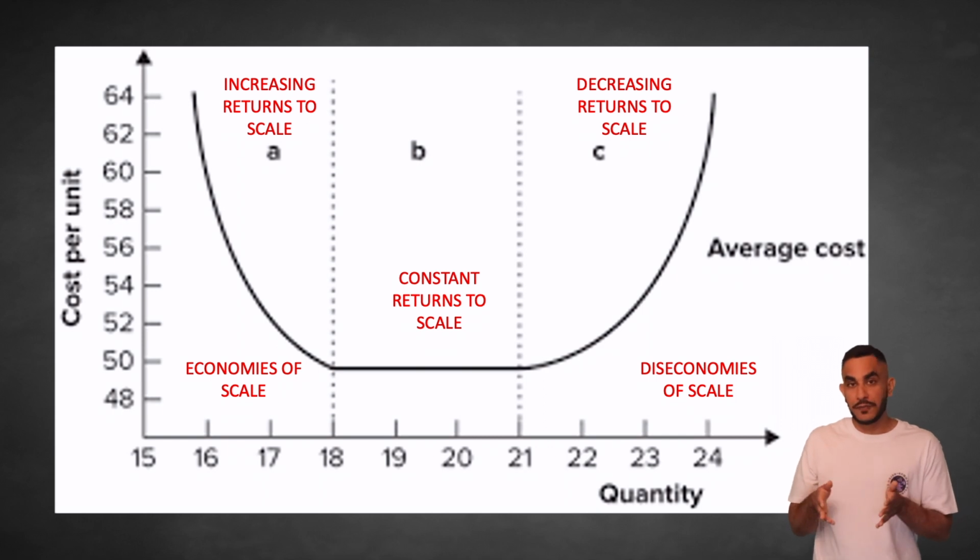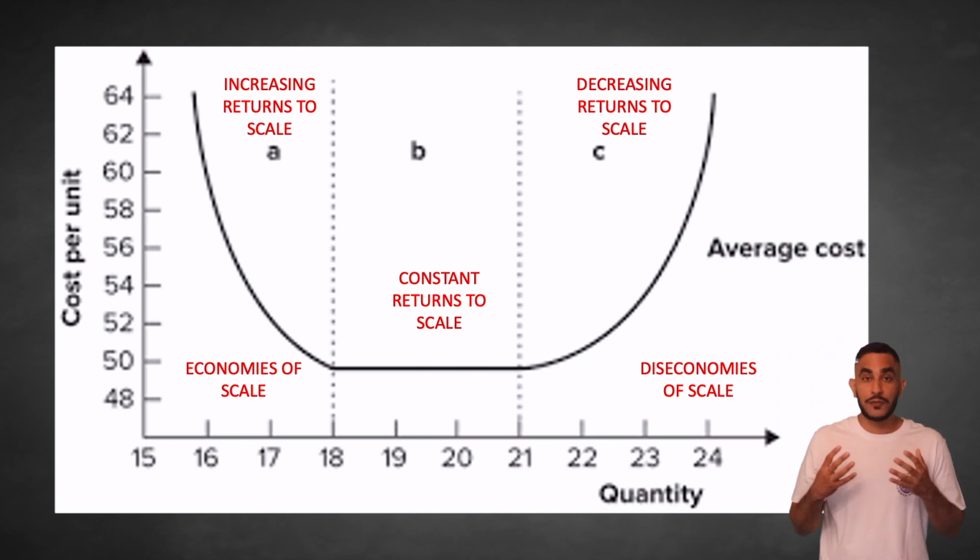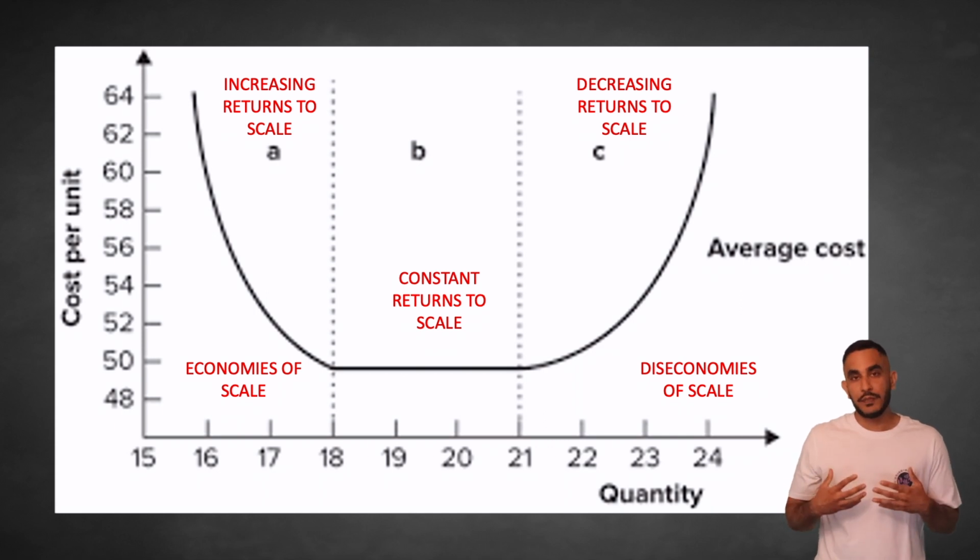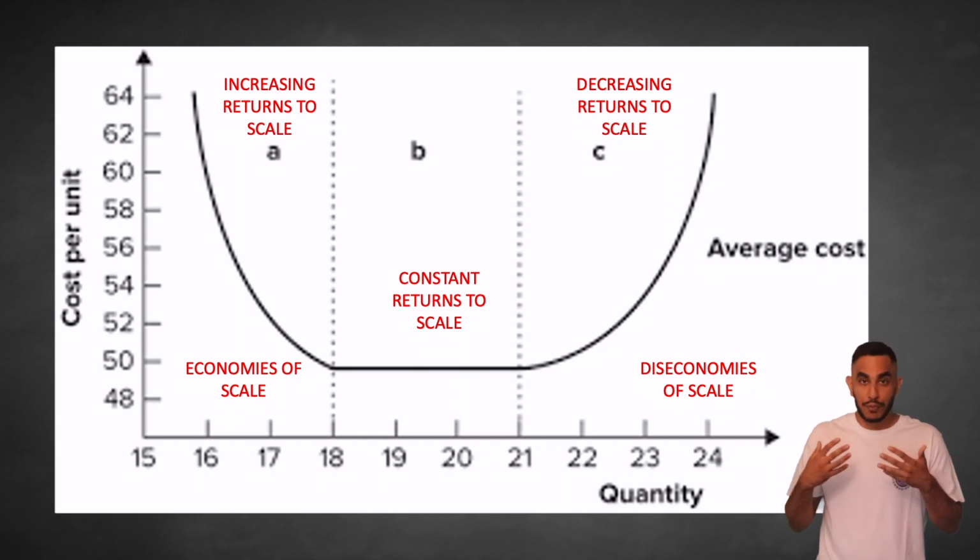In section B of this long run average cost curve, the firm is experiencing constant returns to scale, as the long run average cost of production is constant when the firm increases its output. In section C of this long run average cost curve, the firm is experiencing decreasing returns to scale, or diseconomies of scale. This is because increasing the scale of output is causing a less than proportionate return in output.